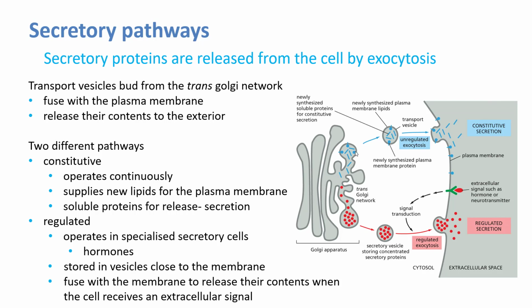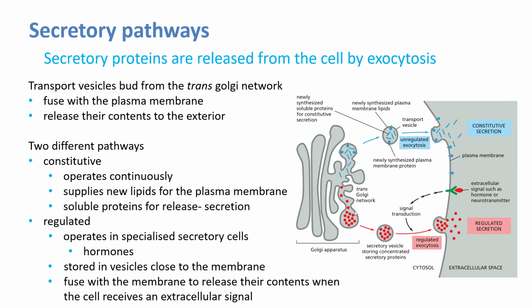So the transport vesicle buds off, makes its way to the plasma membrane, the two membranes fuse, and the contents, if there are contents, are secreted to the external side of the cell, or new lipids can be inserted into the plasma membrane.